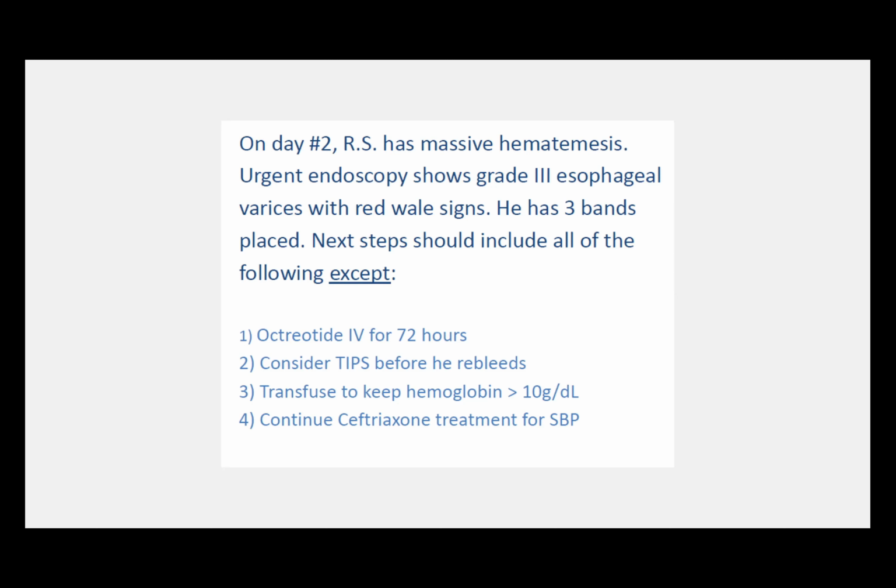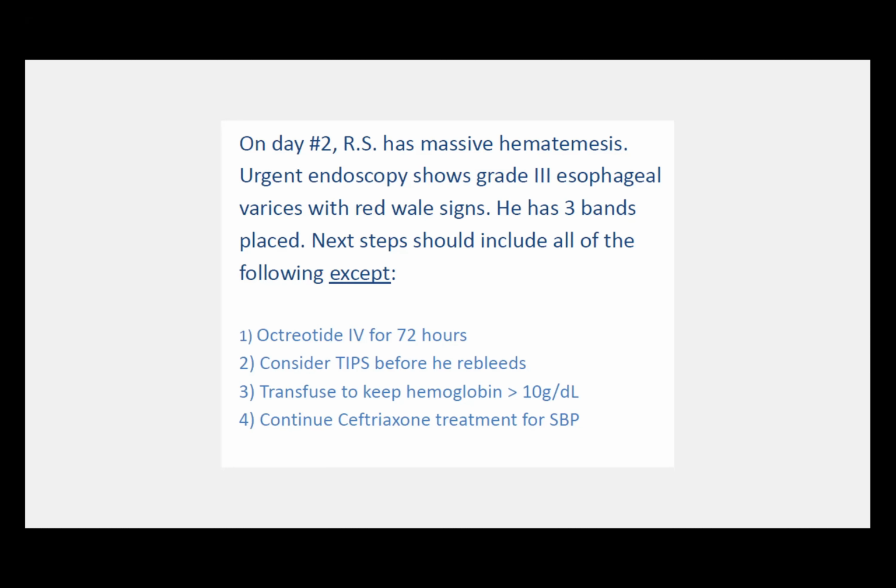So again, guys, if you want to post in the chat, so Cheryl, Joseph Menen saying number 1, octreotide IV for 72 hours. Yeah, sorry, the question was except, and I know I said what you would want to do. So you're right to do octreotide. You will do a vasoconstrictive agent for 72 hours. Some studies say that up to 5 days is also okay to do. We definitely consider TIPS in these patients. And then we want to continue ceftriaxone for this guy for SBP.